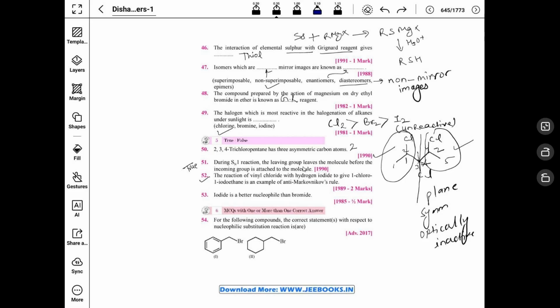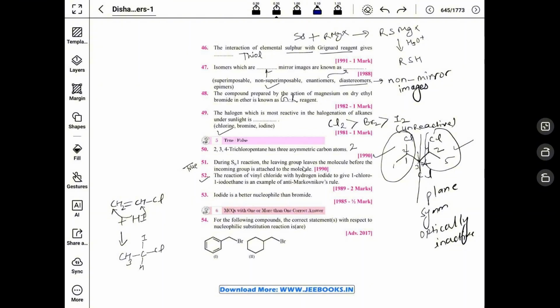Question 52: The reaction of vinyl chloride with hydrogen iodide to give 1 chloro, 1 iodoethane is an example of anti-Markovnikov's rule. So vinyl chloride with hydrogen iodide. This is the structure of vinyl chloride reacting with hydrogen iodide. According to Markovnikov's rule, hydrogen should go to the carbon having more number of hydrogen atoms, and iodide goes to the other double bonded carbon. So this is the product according to Markovnikov's rule.